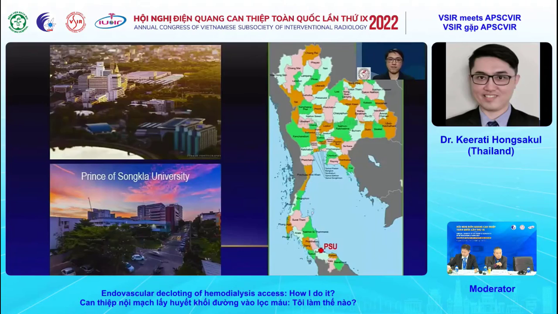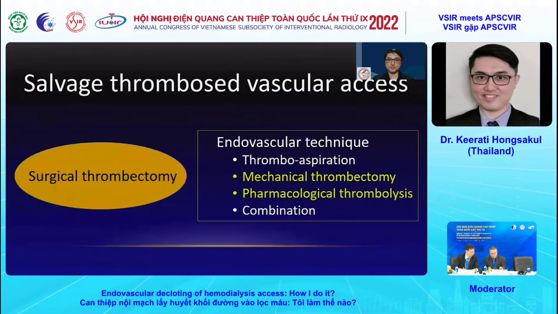I would like to introduce a bit of my center. My center is Prince of Songkhla University, located in the southern part of Thailand. We are the university hospital and the biggest hospital in the southern part of Thailand. And we have a lot of cases of dialysis, and we are a dialysis center. Okay, let's move to the contents.